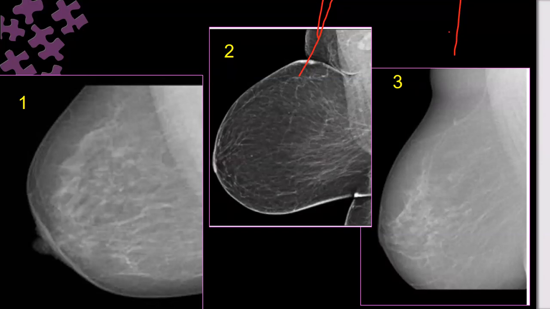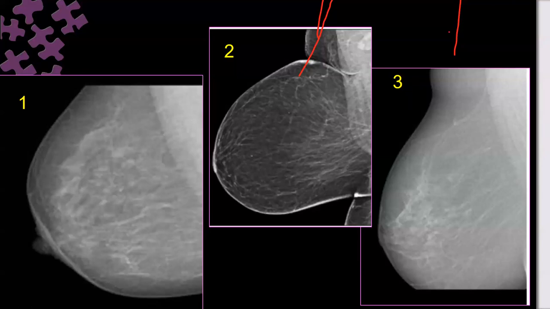Yeah. For example, number 1, this you can accept. This is not the cause of the fault. There is another cause. The inframammary fold is absent. Inframammary is not seen. What else? More important.